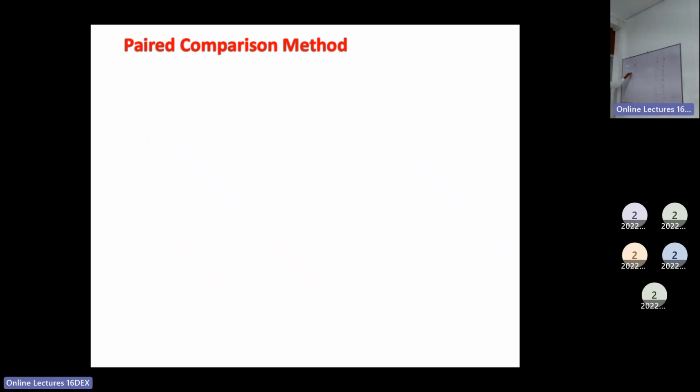Best one is given a point. Suppose that when A is compared with B, B is the best, and so B is given 1 point. Then A is compared with C. Who is the best one, A or C? Suppose that A is the best. A is given a point.